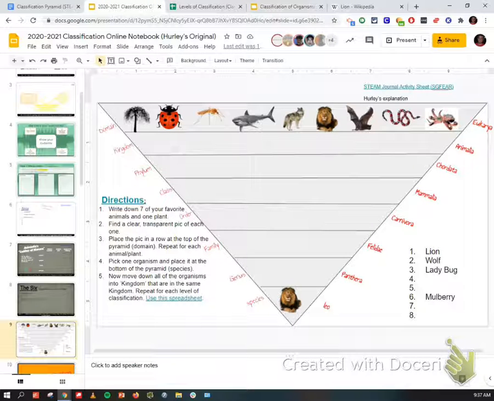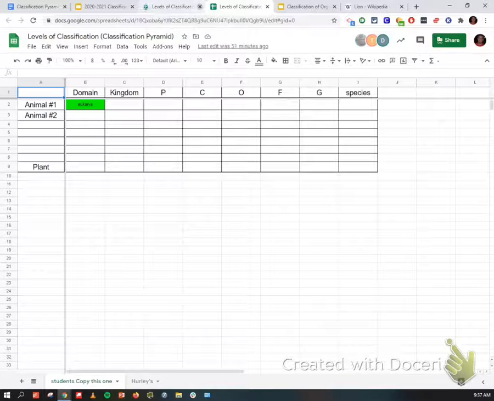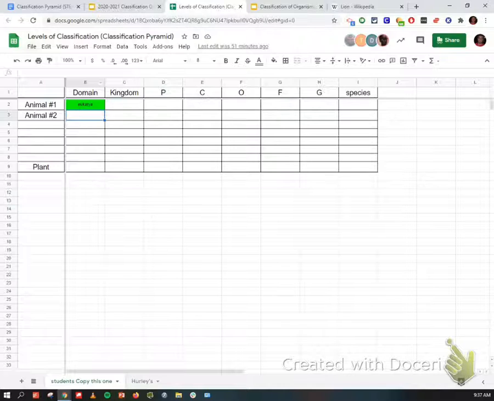Let me show you. On slide number 9, you'll see it says use this spreadsheet. You can go and click on that, and it's going to open up this document here. You're going to make a copy. So you've got to go to File, make a copy, and just put your name on it so you've got it.